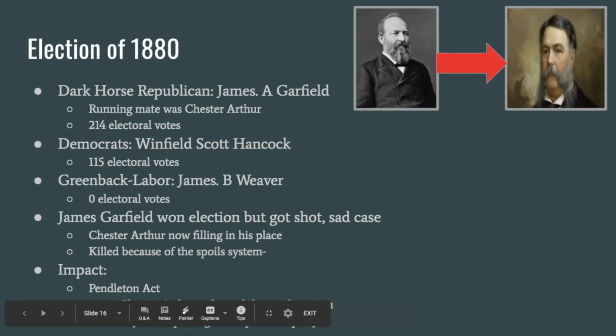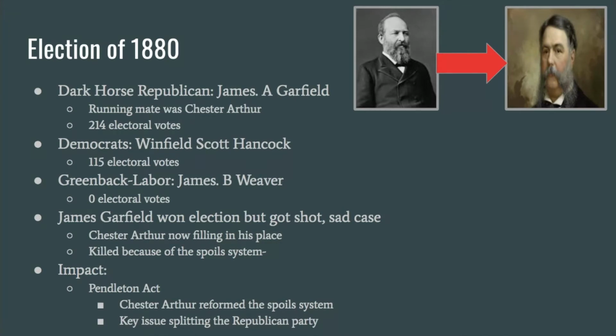In the election of 1880, it featured the dark horse Republican candidate James A. Garfield, whose running mate was Chester Arthur. In total, they got 214 electoral votes against the Democratic candidate Winfield Scott Hancock, who only got 115. The third-party candidate, from the Greenback Labor Party, was James B. Weaver, who got no votes.